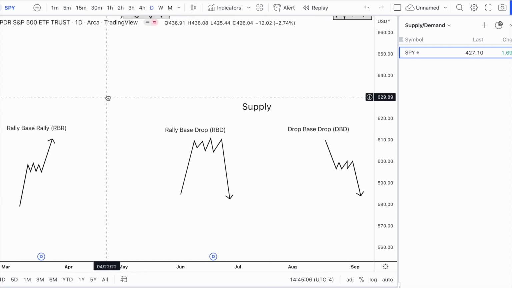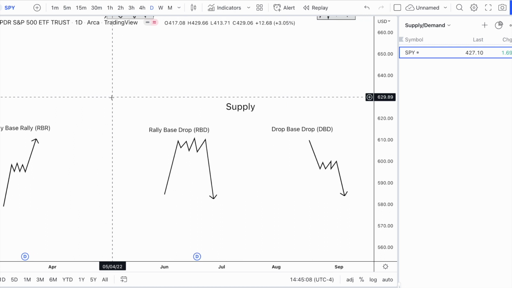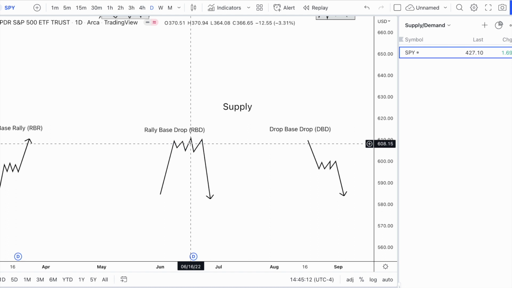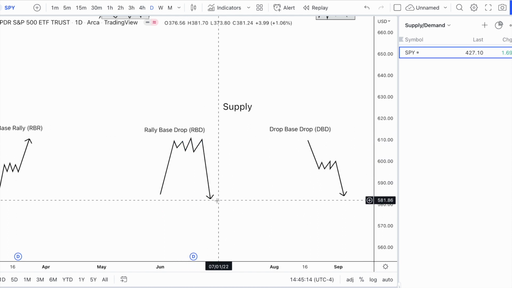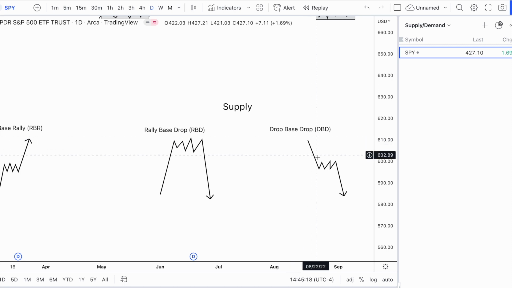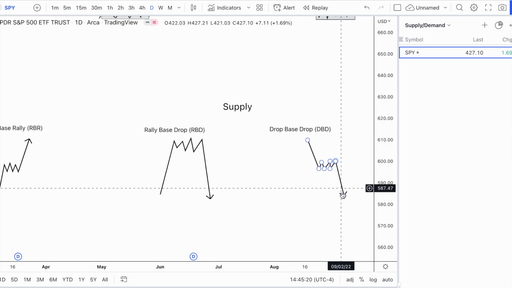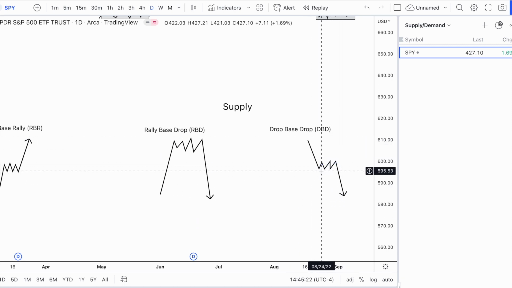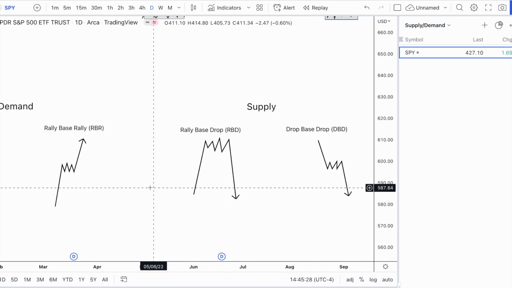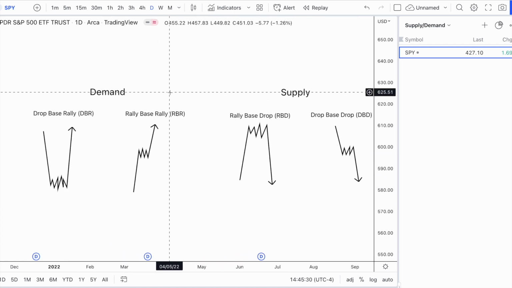Supply zones are basically the same exact thing, except the opposite, right? So we have a rally-base-drop, so price rallies, it bases, and then it drops. And then we have a drop-base-drop. So price will drop, will base right here, and then drop even more. So we have these little areas of consolidation, and we have areas of very fast price movement, okay? So these are going to be your supply and demand types of zones.